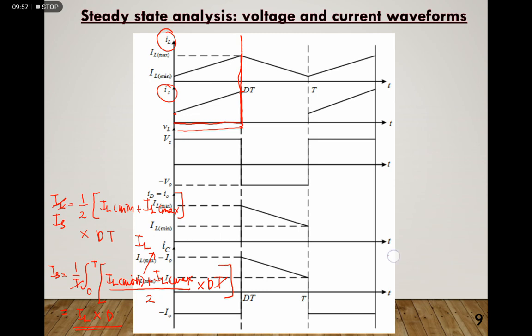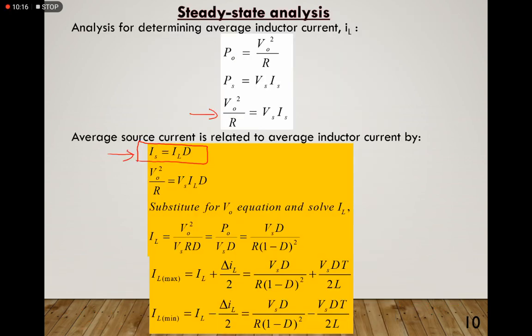Let me write it to get a better view. Is plus IL, this is how to find the average, right? This will equal your IL average. That's why we substitute here inside the equation. So that is the relationship between the source current and your inductor current. We can substitute Is in the power equation with IL multiplied by D.